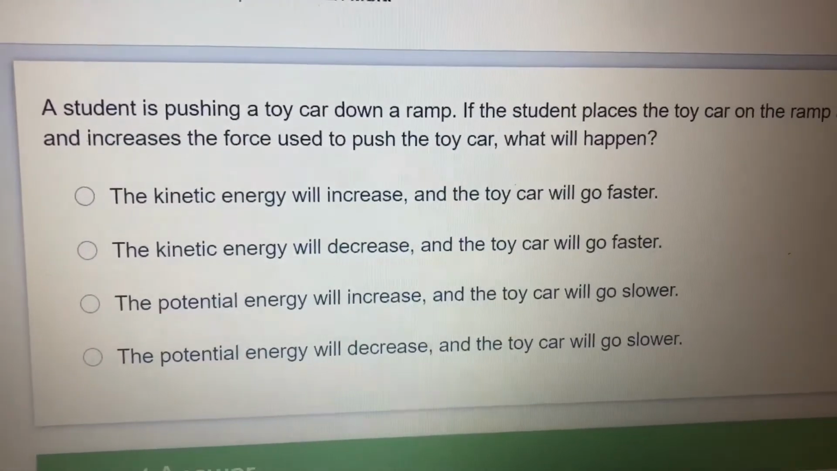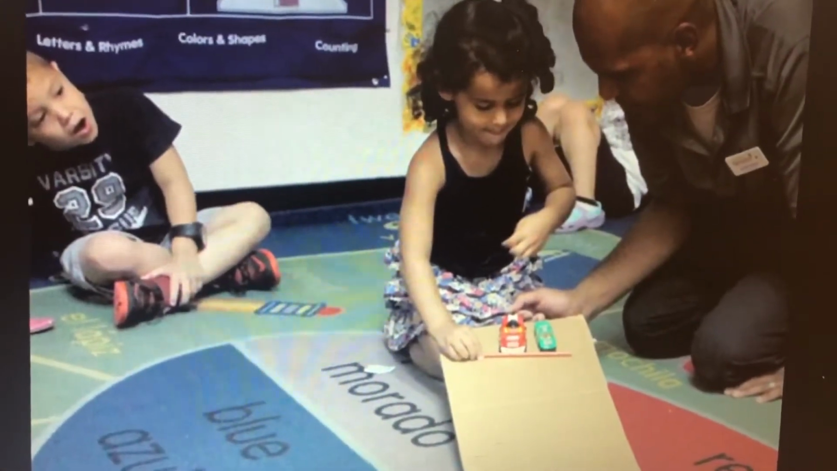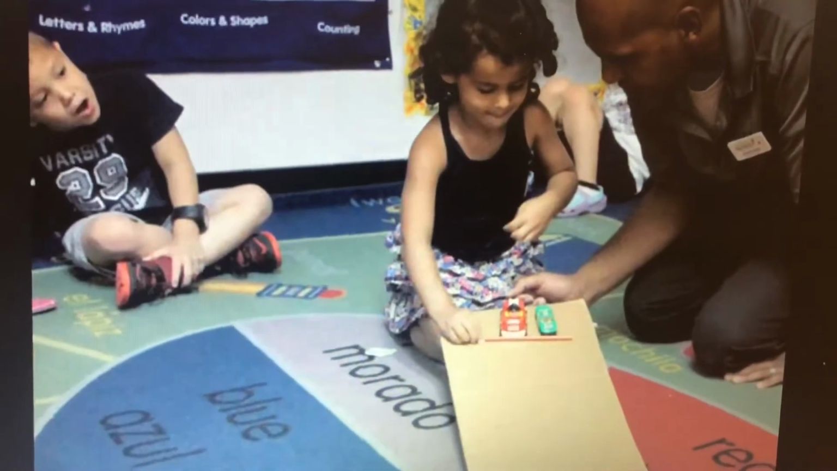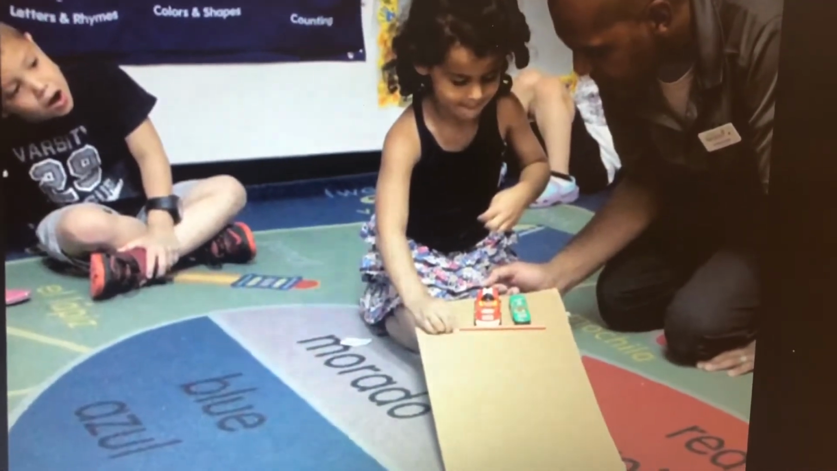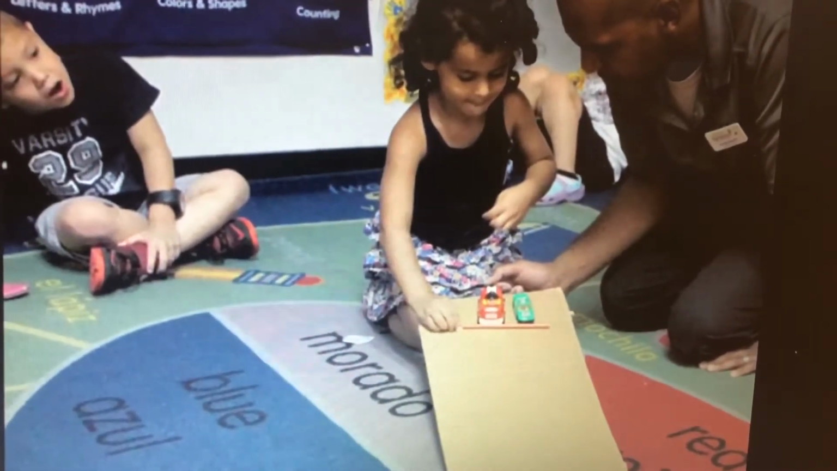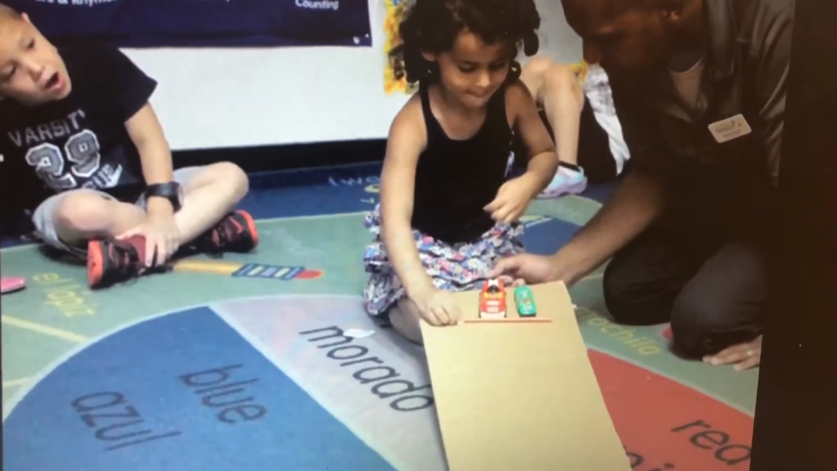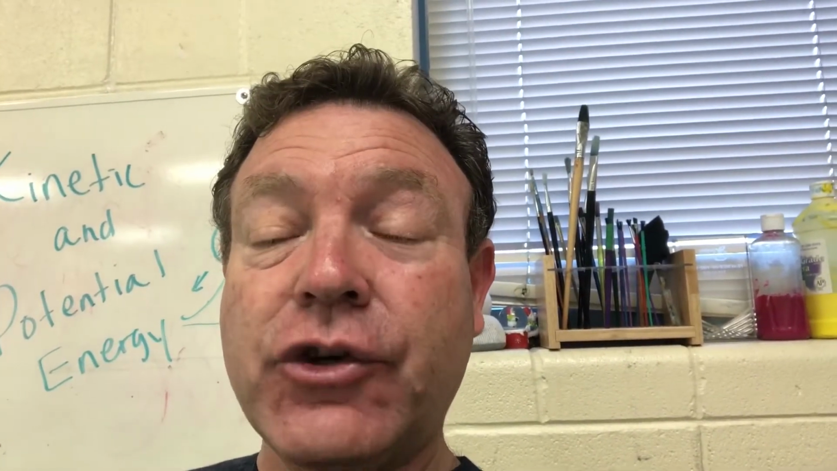So let's create a mental picture. We have to imagine a student putting a toy car on a ramp, right? And then we also have to imagine that when he or she put it again, she pushed it harder. So now we have to figure out what will happen, okay? Based on what we know about kinetic and potential energy, what will happen?